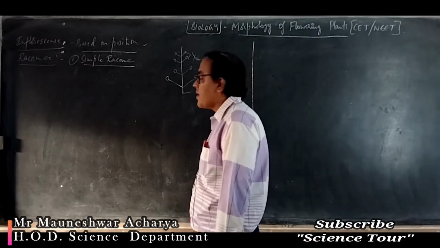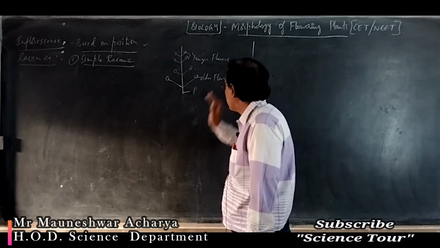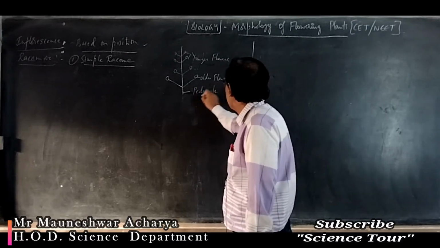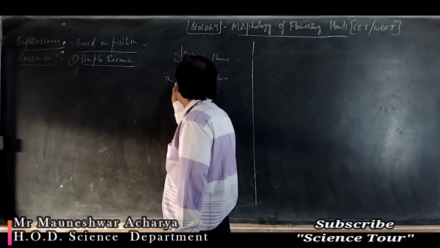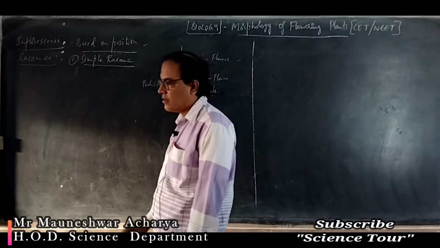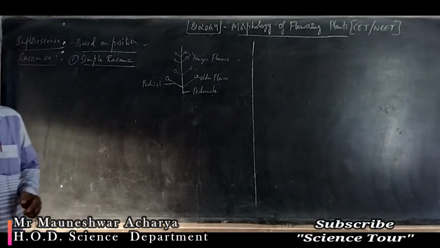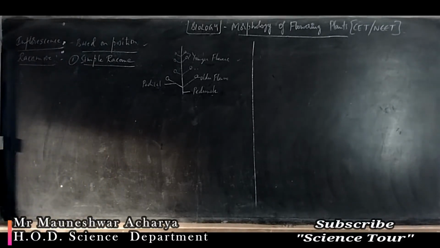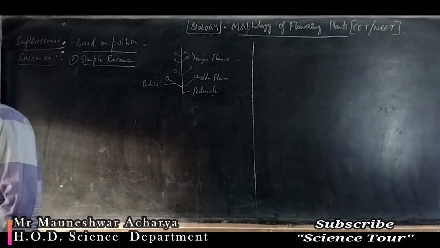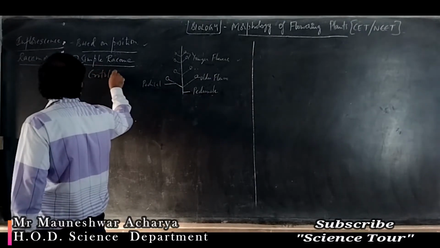So this is the branch which bears the flowers. Sorry, this is the stalk of the inflorescence. It is called peduncle. This is the stalk of the flower, and this is called the pedicel. Towards the base there are older flowers which open first, and the younger flowers at the top open later. An example for this is Crotalaria.